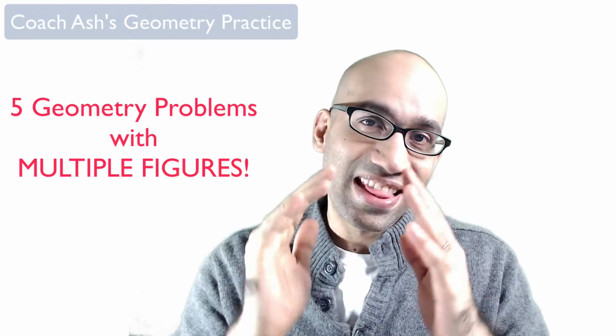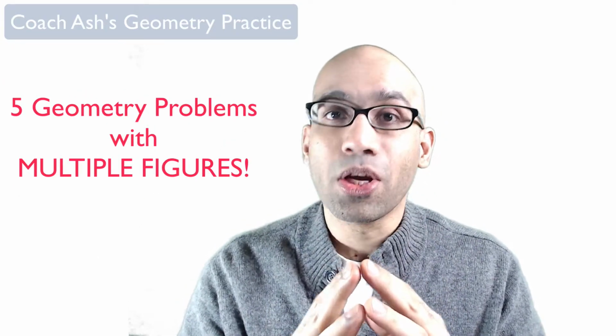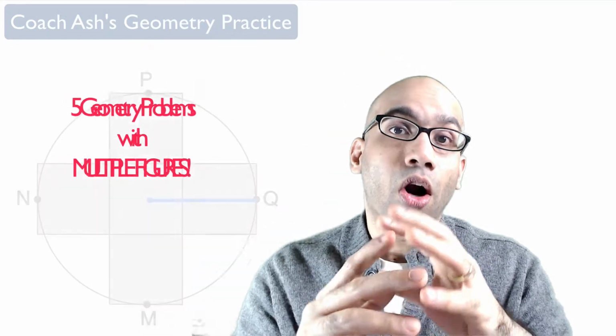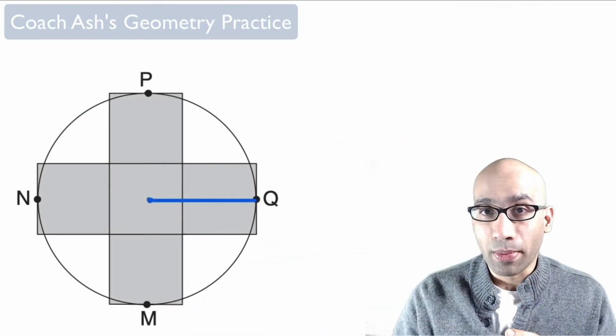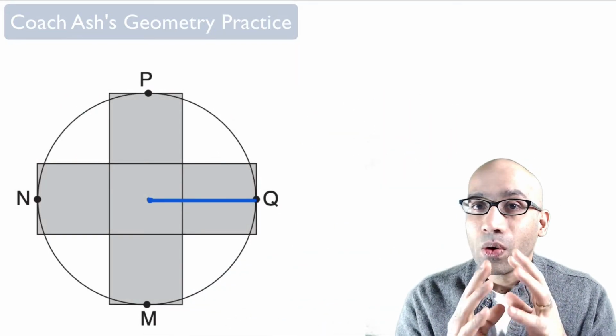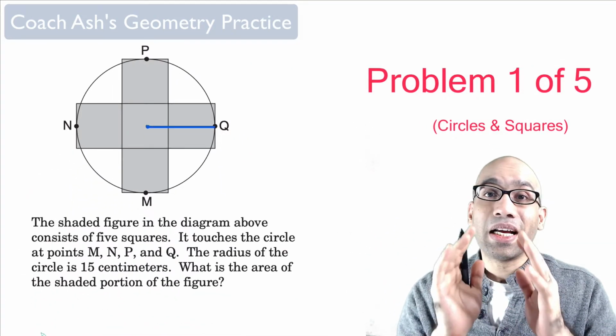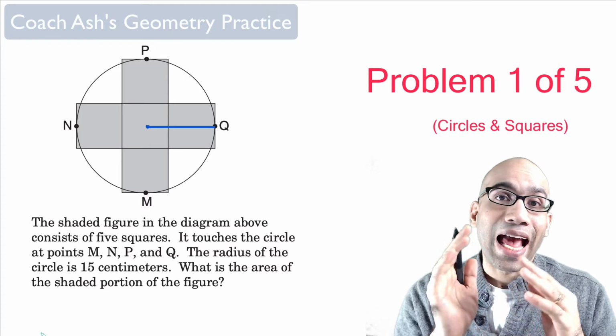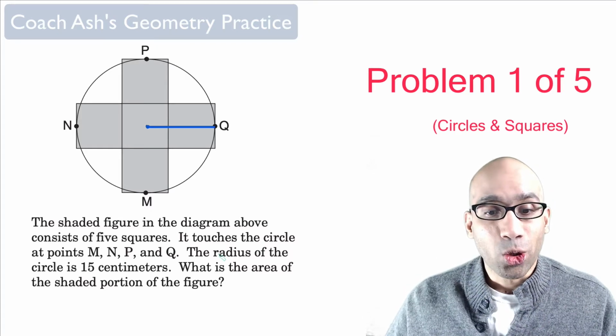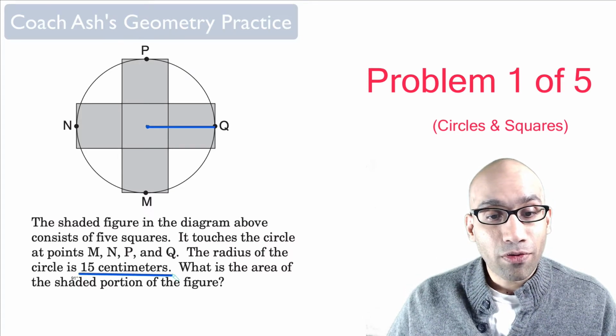Hey folks, in this video we're going to look at certain problems where circles are combined with other geometric figures, especially squares. This is a great problem that combines squares and circle concepts. You're given the radius of the circle is 15 centimeters.